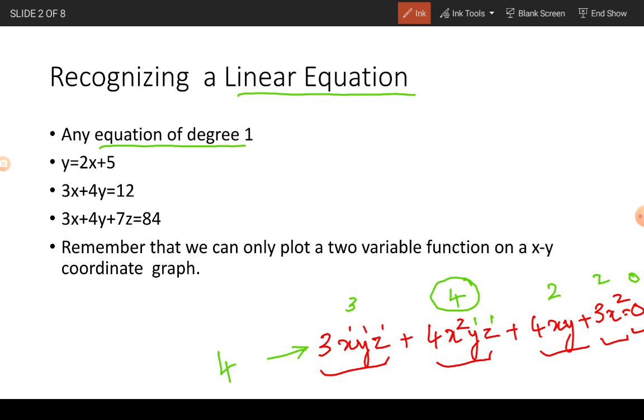However, since we are trying to look at how to plot these linear equations and we have only a 2-dimensional axis, that is, your coordinate plane looks like this. The horizontal axis is called the x-axis, your vertical axis is called the y-axis. So since we are talking about plotting linear equations, remember that we can only plot a linear equation in 2 variables, such as these 2.